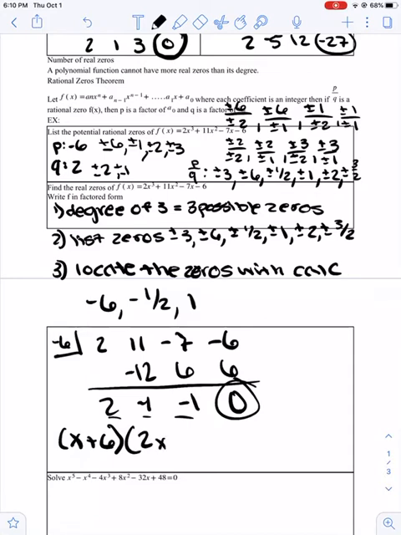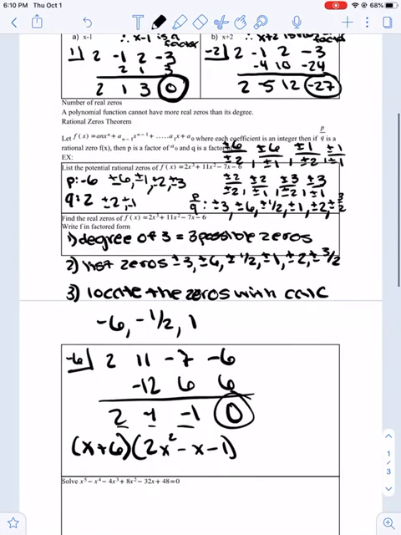So our highest degree was 3, so now we're going to have an x squared, and then minus x minus 1. Now we're going to factor what's left in that quadratic to find those other two zeros. So let's go ahead and factor. I'm going to factor over here on the right. I need two numbers that multiply to negative 2 and add to negative 1, and that's negative 2 and 1.